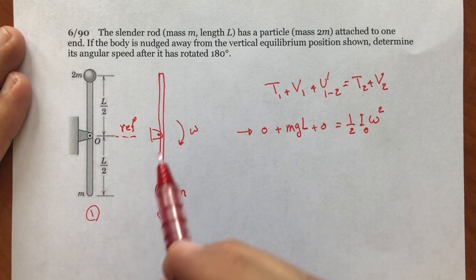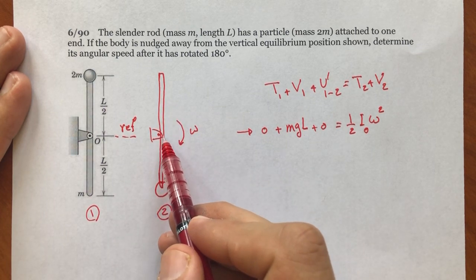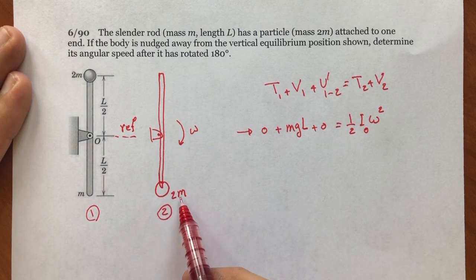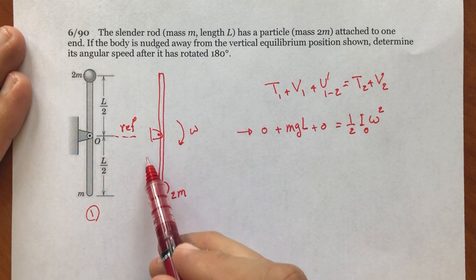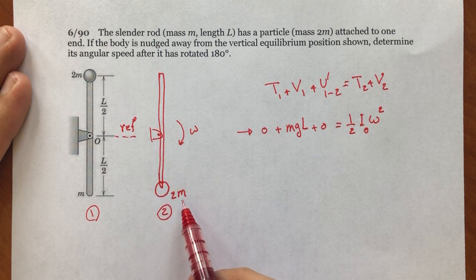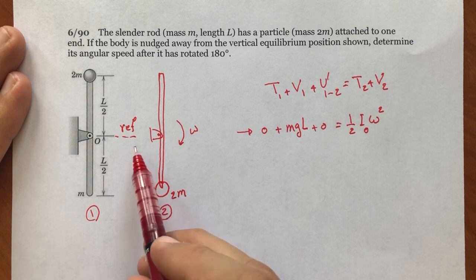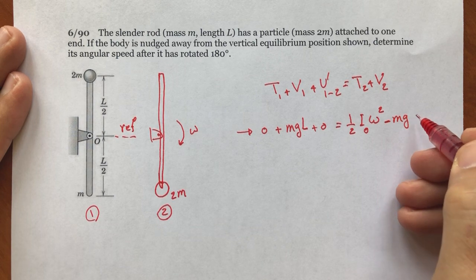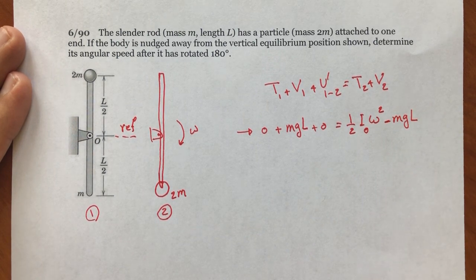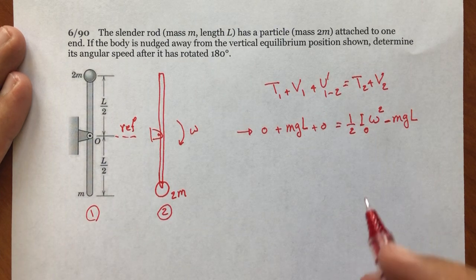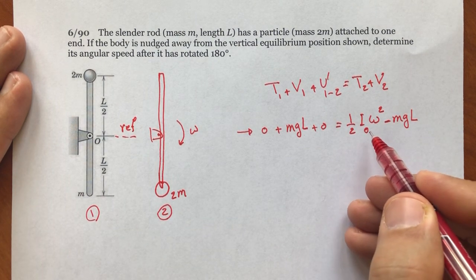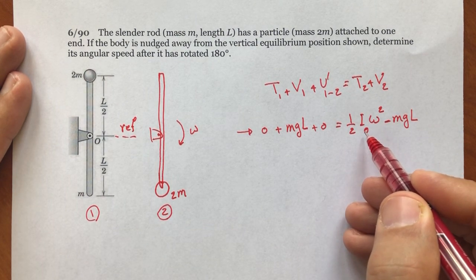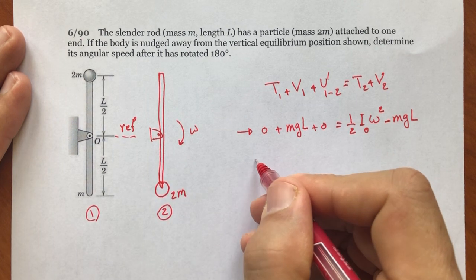So 1/2 of IO, I'll calculate IO later, times omega squared plus V2. Potential energy for the bar itself is 0, but for this one, because the height of it is going to be negative L over 2, the potential energy is going to be negative 2mg times L over 2, or negative mgL. From here, we can find omega squared if I know what is IO. So we need to calculate IO.